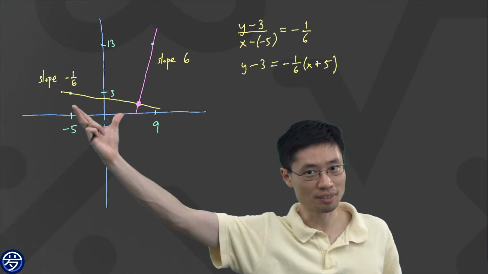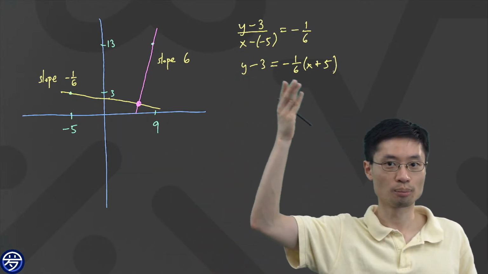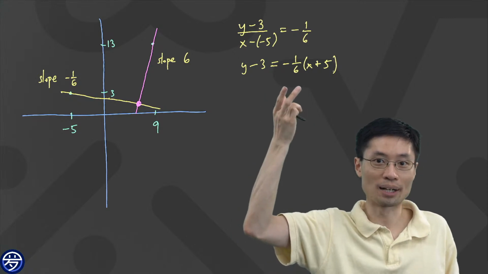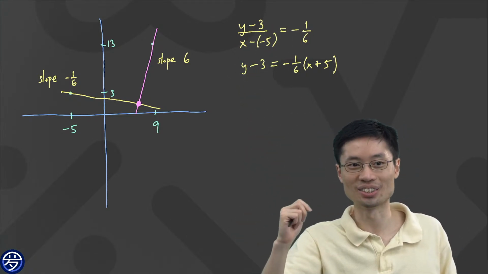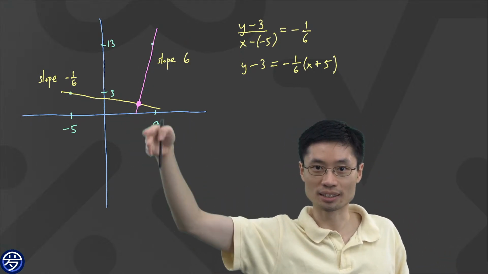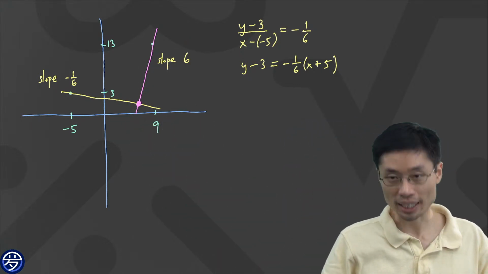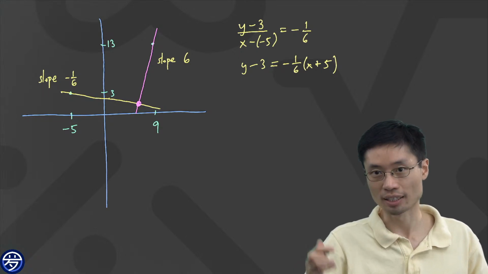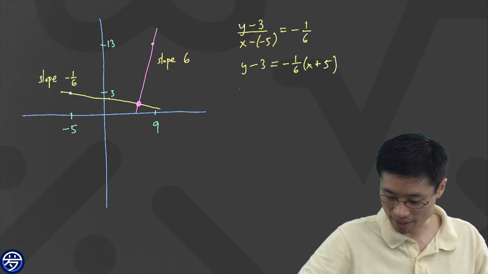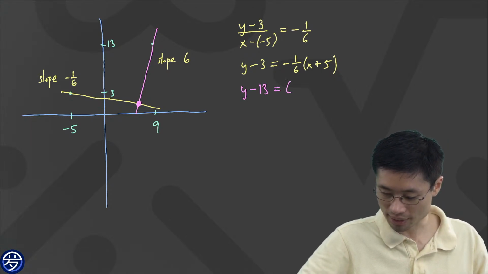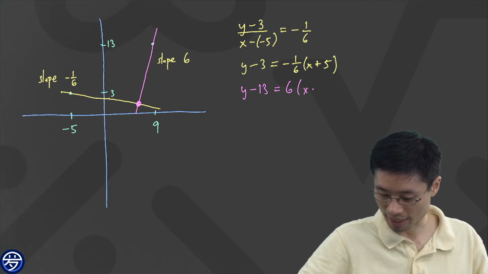That's the equation of this line. And this is called the point slope form. If you memorize it, you can memorize it. But I usually just think of this, and I get it whenever I need to. How about this purple diagonal? The purple diagonal, I can do the same thing. And if I save one step, the purple diagonal will give me y minus 13 is equal to 6 times x minus 9.